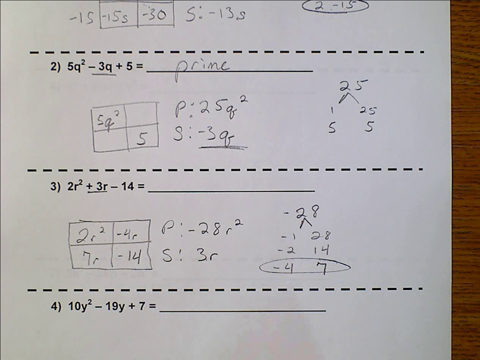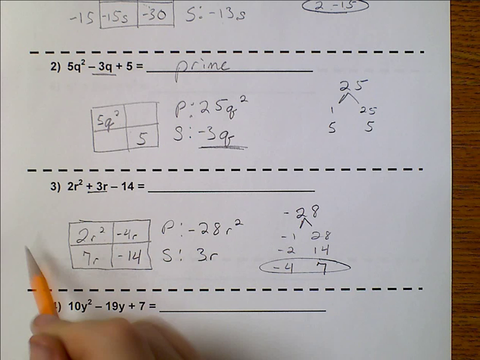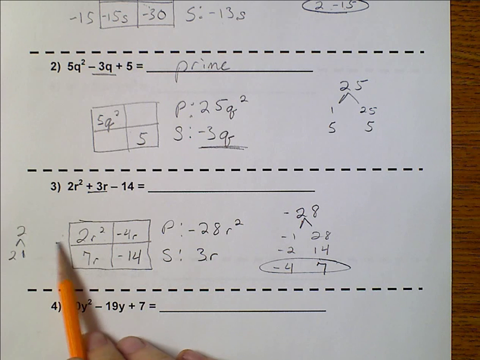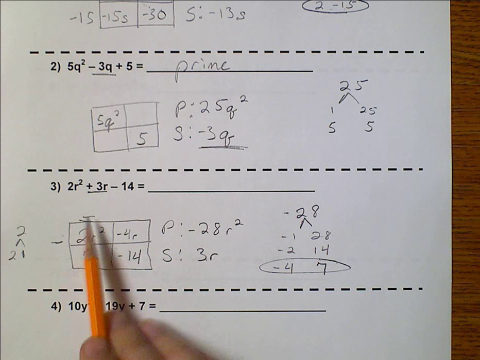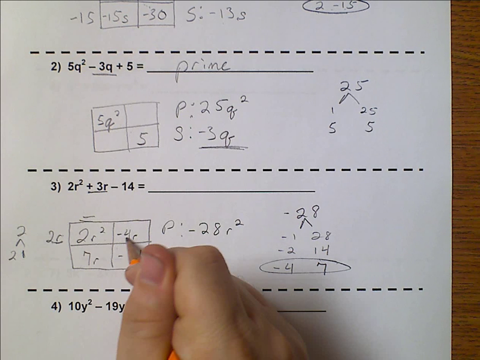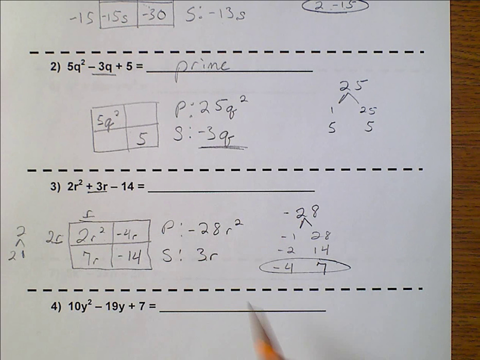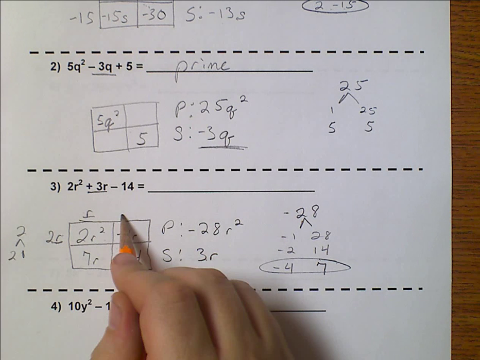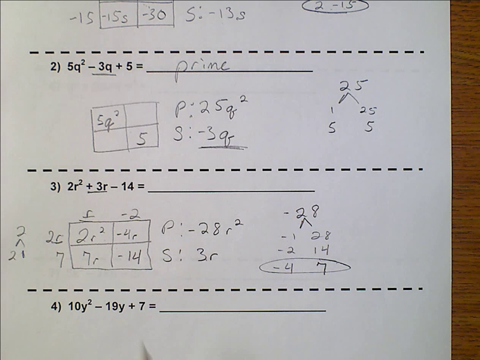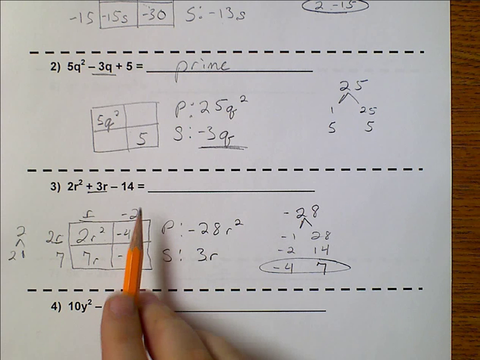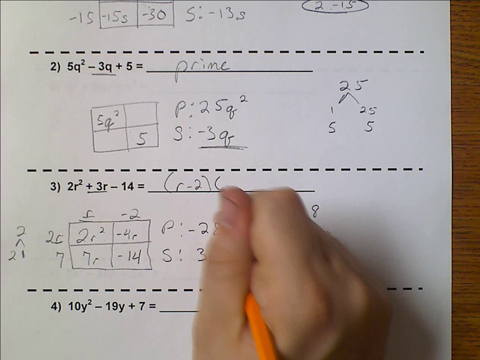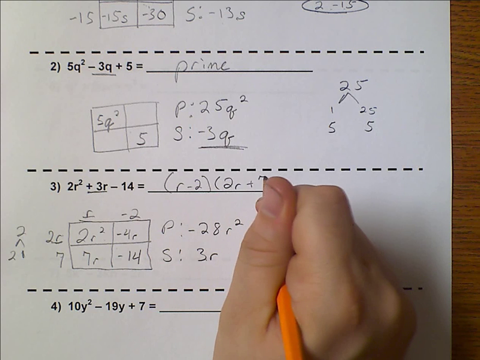Now the question is, I need to get 2r. Well, the only way to get 2 is to have 2 and 1. So one of these has to be 2r, and the other one has to be r. Well, 2 will not give me 7, therefore I need 2r over here because I can get 4, and r over here. 2r times a negative 2 gives me a negative 4r. r times 7 will give me a 7r. And 7 times negative 2 gives me negative 14. So that means that I'm at r minus 2 and 2r plus 7.